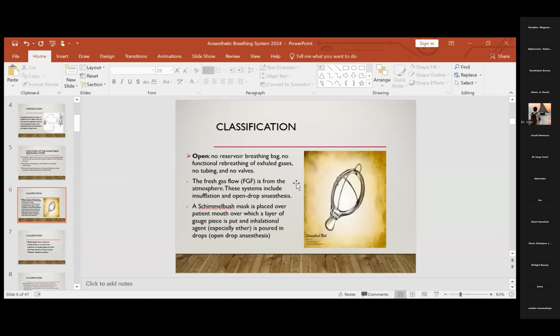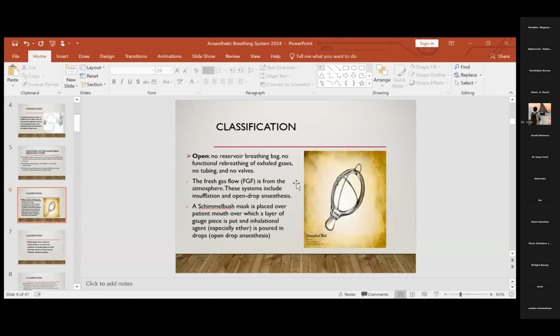All right, so classification. Some of these things are obsolete, but for historical relevance, we'll just mention them. So classifications of the anesthesia breathing system, we have the open system. Here, there's no reservoir bag, no functional rebreathing of expired gases, no tubings, no valve. The important thing here is that the fresh gas flow is from the atmosphere. These systems include the insufflation and the open drop anesthesia technique.